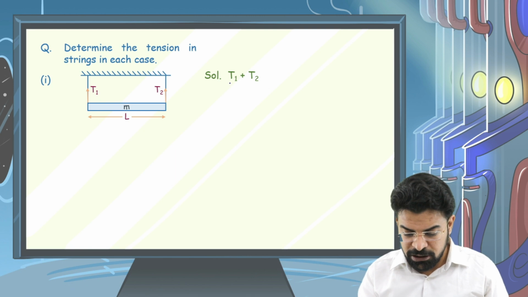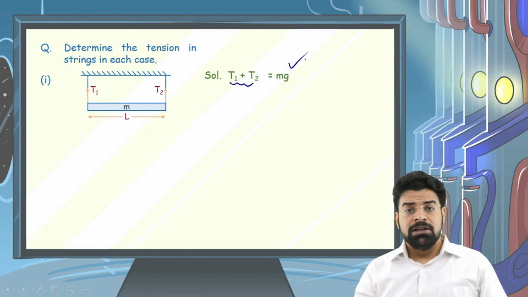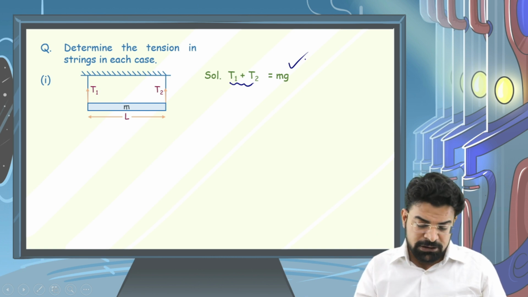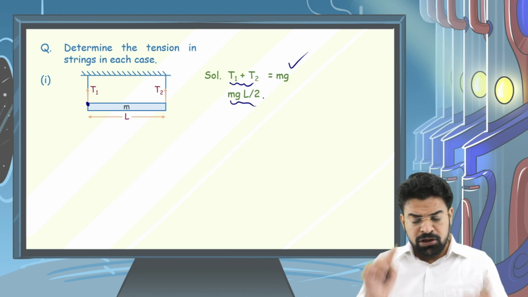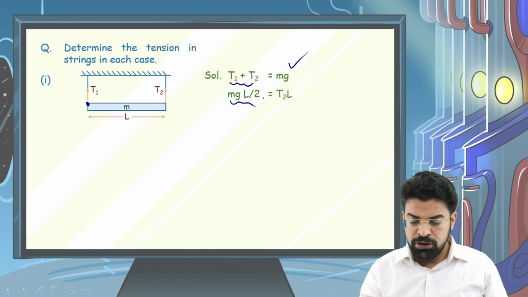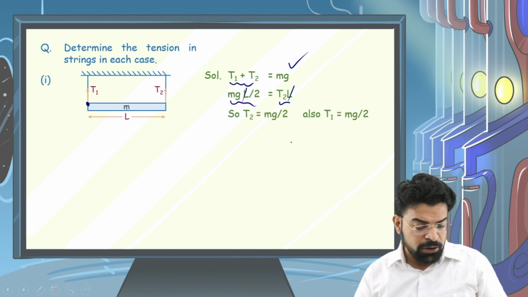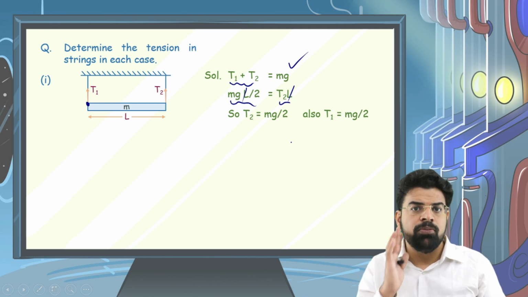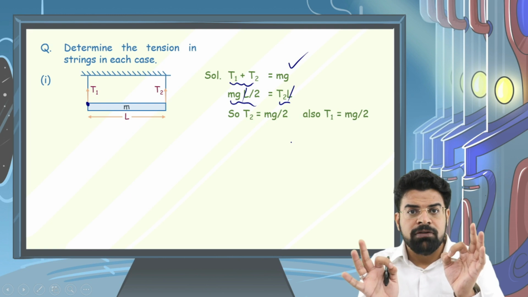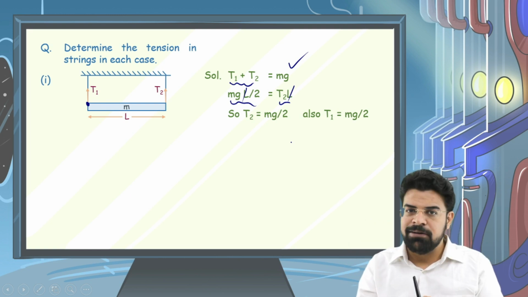So solution here, first equation of force, you will say T1 plus T2 has to be equal to mg. The second equation of torque balance, which I am making about this leftmost point, so I can say mg into L by 2 equals T2 into L. Cancelling out L and L, you will write T2 equals mg by 2. Once you know that T2 is mg by 2, T1 also has to be mg by 2. Both of them will apply equal force. Both of them will support the weight equally. So both of them support half and half the weight.